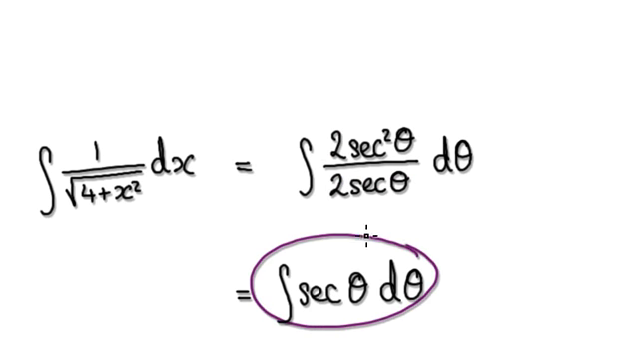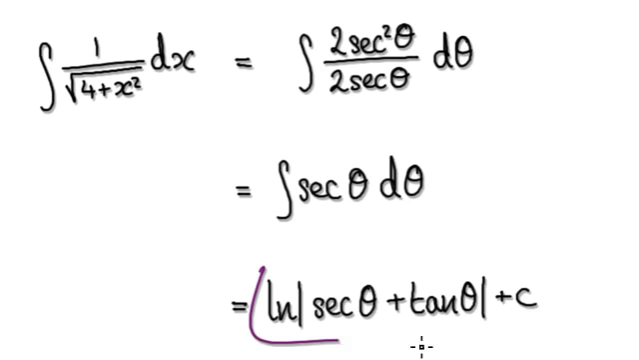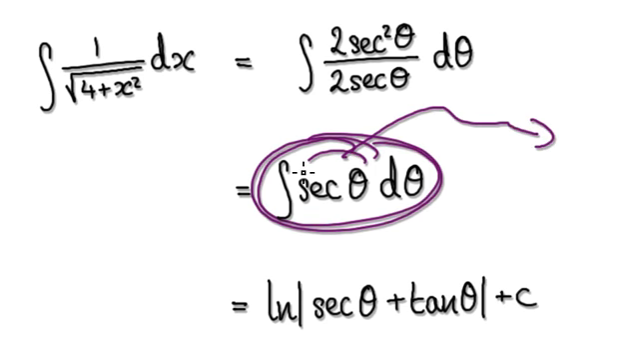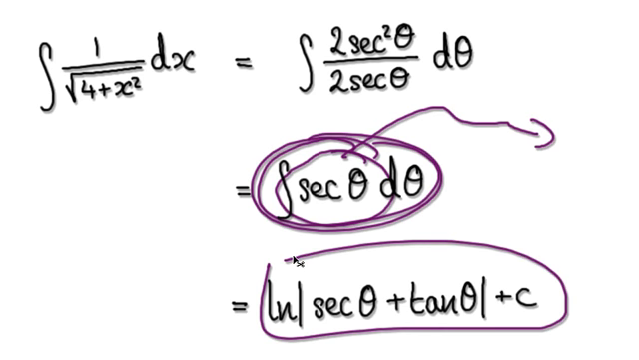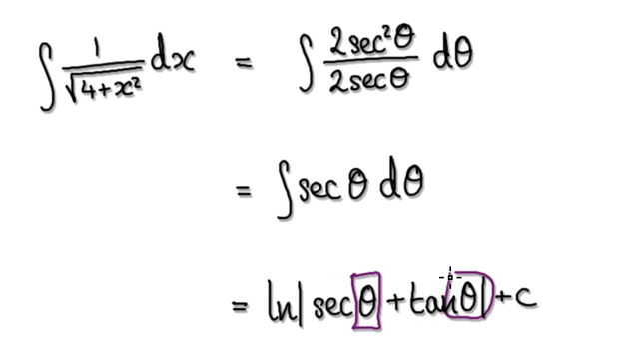Okay, so now integrate this. Remember, when you integrate this, it will give you this. So try and force yourself to integrate this several times so that you know it by heart. So if you integrate secant of theta, it will give you this. Now, so this is our answer here. But remember, we want the answer in terms of x, not theta.